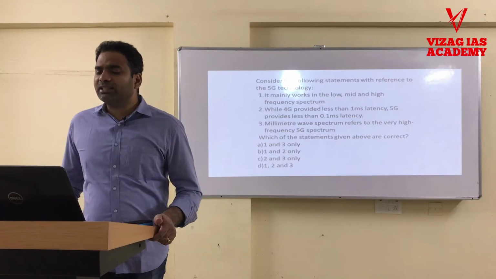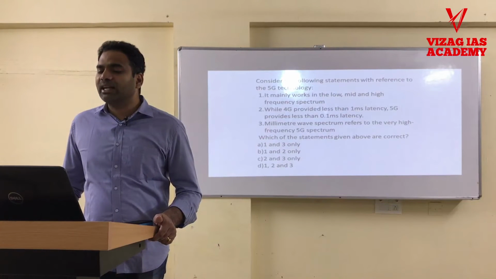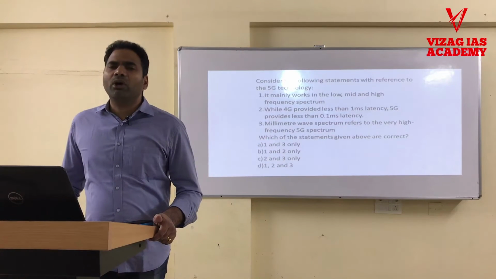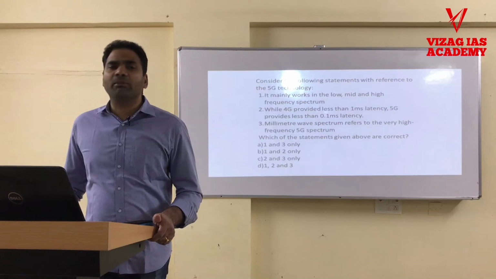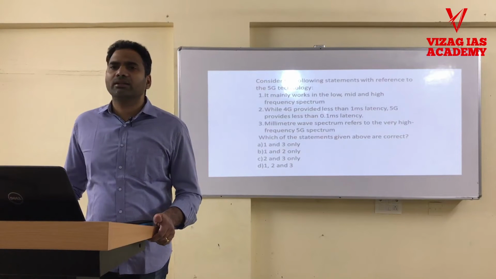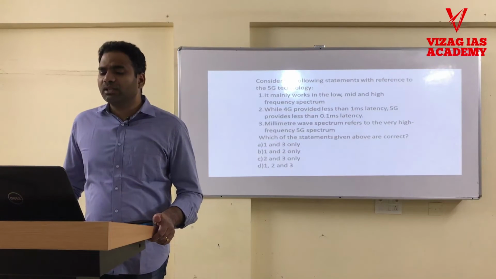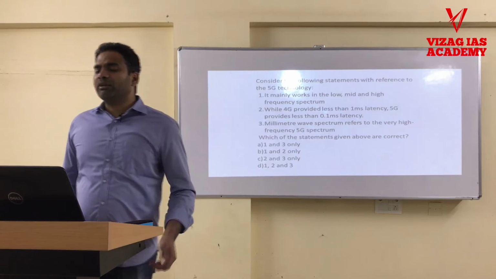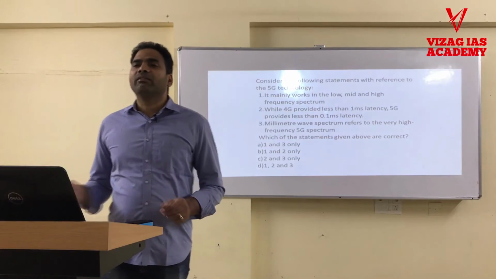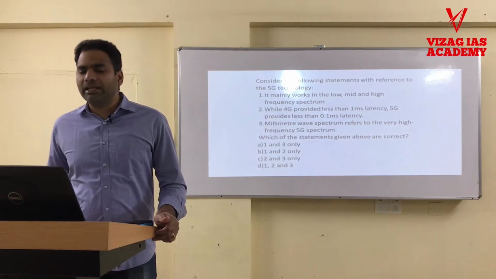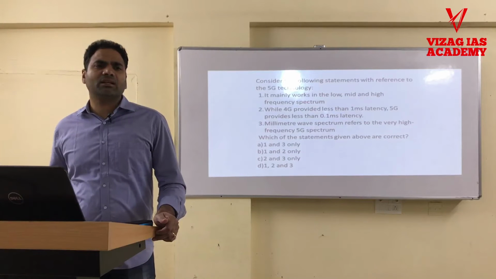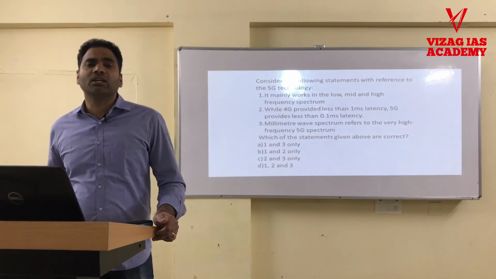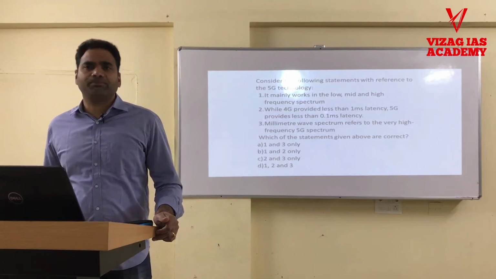While 4G provided less than 1 millisecond latency, 5G provides less than 0.1 milliseconds latency. You have to divide by 10 for this. So, 4G is 10 milliseconds, 5G is 1 millisecond. So, this is a wrong option. Millimeter wave spectrum refers to the very high frequency 5G spectrum. 5G spectrum is also referred to as millimeter wave spectrum. It's a very high frequency, so it gives you higher bandwidth.